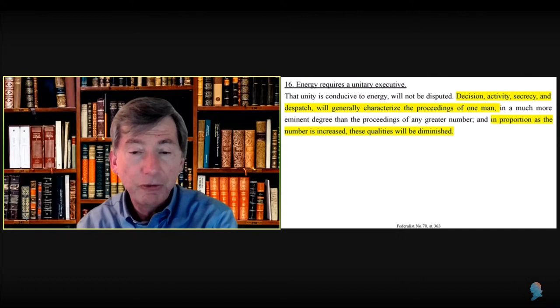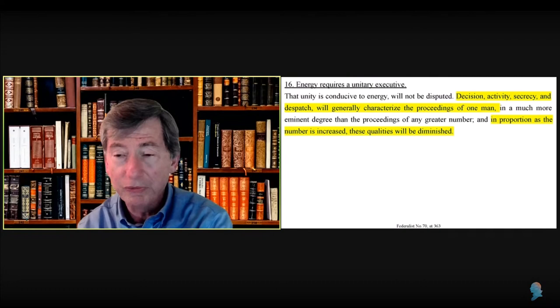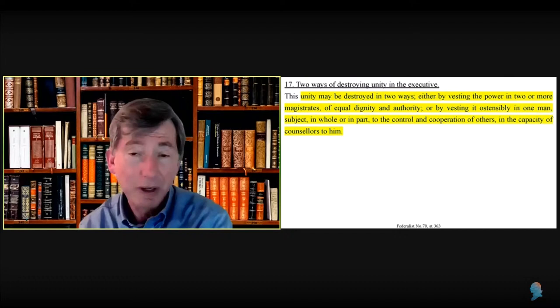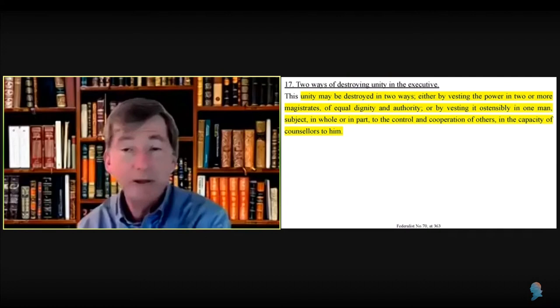There are two ways of destroying the unity. Unity may be destroyed by two ways, either by vesting the power in two or more magistrates. In the Soviet Union, they had their famous troikas, three, and eventually one knocked off the other two. Executives do not like competition. They want to control the power.